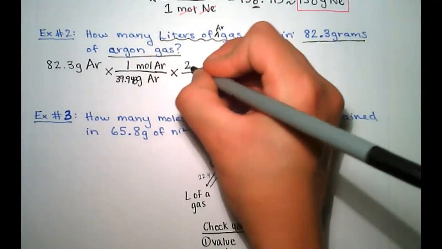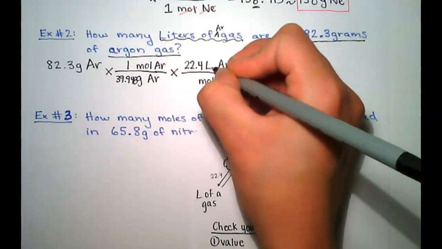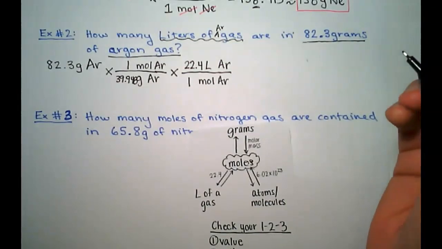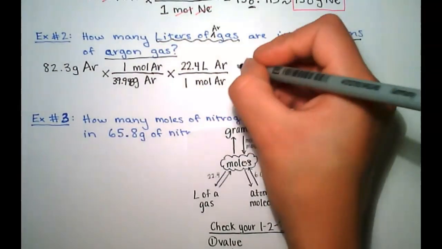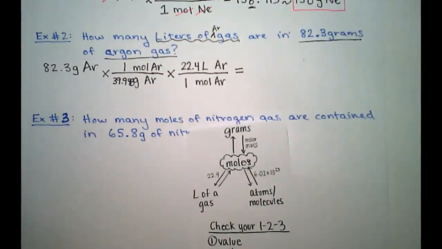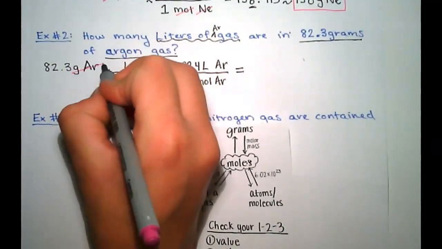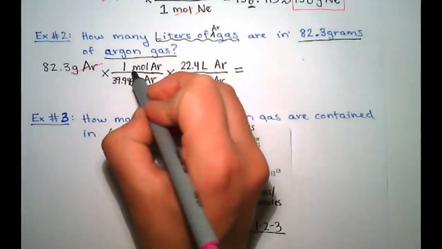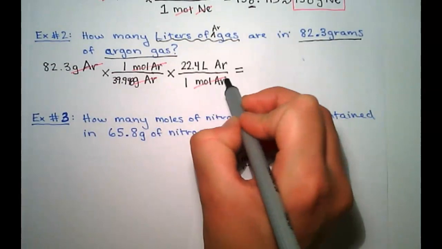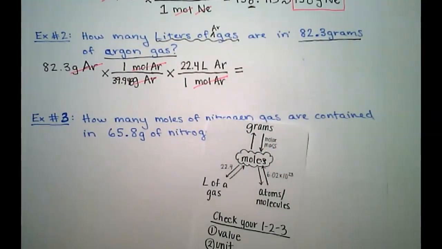So 22.4 liters is equal to 1 mole. So now I'm going to go through and make sure my units cancel correctly, so then I can solve my problem. So I have grams of argon canceling out with the grams of argon down here, and then I have moles of argon canceling out with moles of argon. So then I just need to plug some things into my calculator.